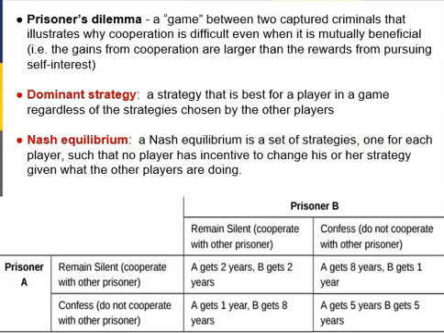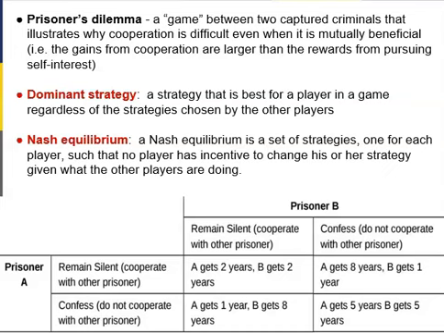The famous movie A Beautiful Mind is based on the book of the same name about him. A Nash equilibrium is a set of strategies, one for each player, such that no player has incentive to change his or her strategy given what the other players are doing. The name is called a dilemma because if the two prisoners had cooperated by both remaining silent, they would only have had to serve a total of 4 years of jail time between them.